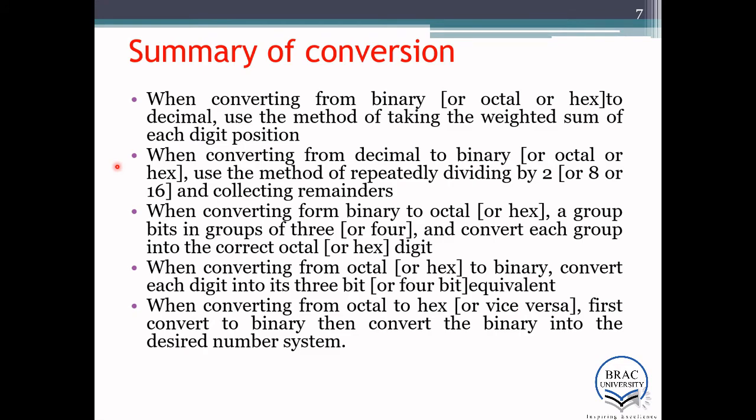When converting from binary to octal or hex, group bits in each group of 3 or 4 and convert each group into the correct octal or hex digit. When converting from octal or hex to binary, convert each digit into its 3-bit or 4-bit equivalent. When converting from octal to hex or vice versa, first convert to binary, then convert the binary into the desired number system.